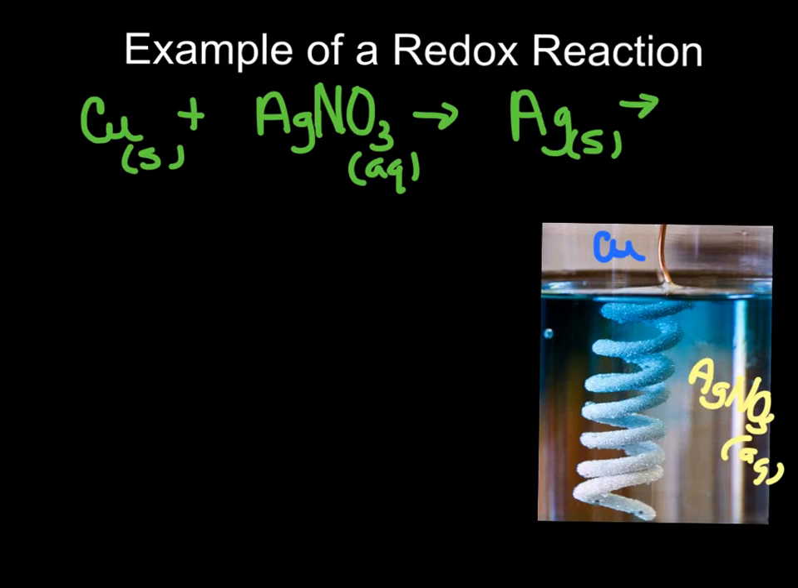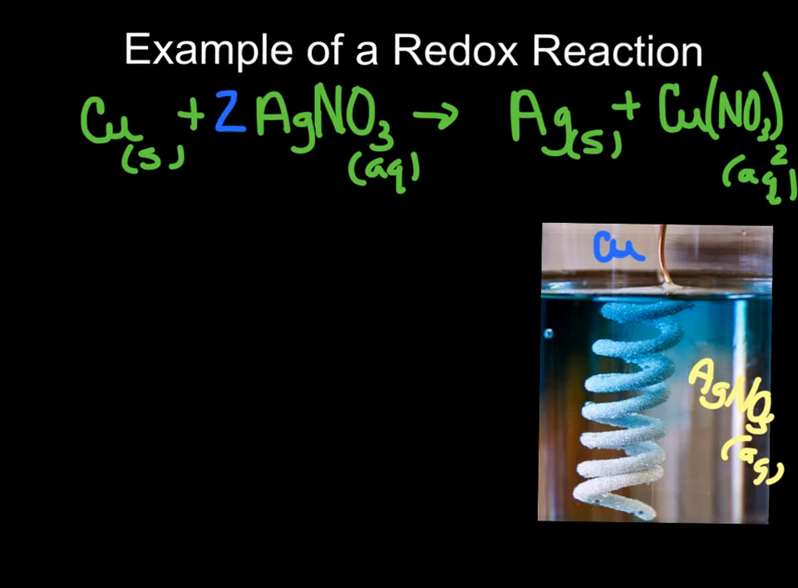Oops, excuse me guys. We want a plus sign there, not an arrow. So plus copper nitrate, but this is copper 2 nitrate. And that's aqueous. We have to balance this. Because there are 2 nitrates in copper 2 nitrate, we have to make sure we have 2 nitrates on the reactant side. That gives us 2 silvers, so we have to put a 2 in front of our silver.